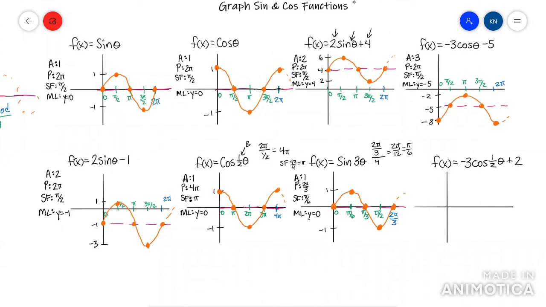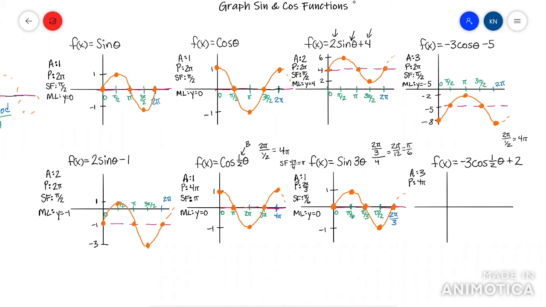There's a lot going on here. First of all, your amplitude is that number in front, -3. So we'll just call it 3. That just means you're going up 3 or down 3 off of your midline. The period is 2 pi divided by b. So that's 2 pi divided by 1/2, which is 4 pi.